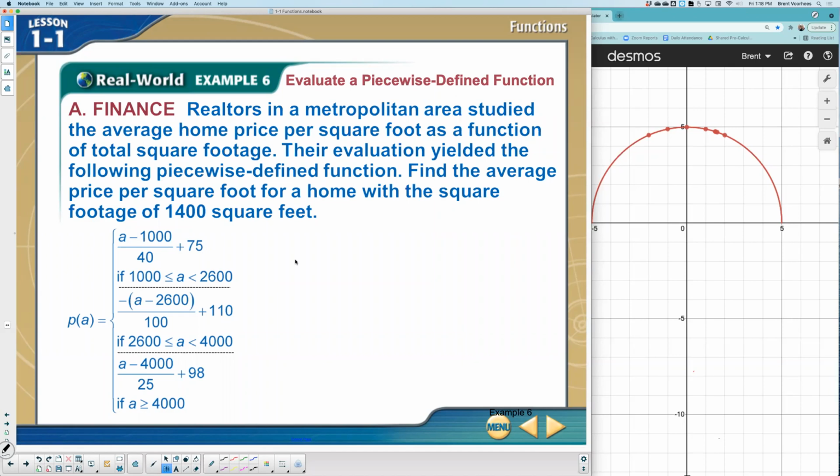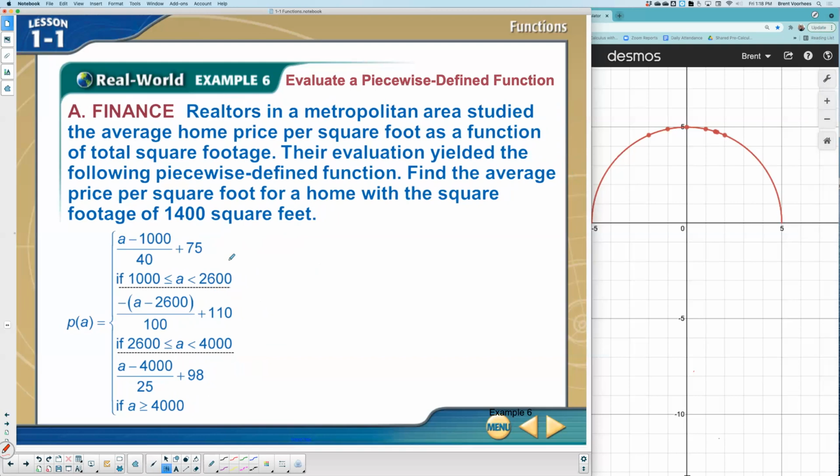So how does the problem work? Let me show you. It says realtors in a metropolitan area, let's just say DFW, study the average home price per square foot as a function of total square footage. Their evaluation yielded the following piecewise defined function. Piecewise just means the graph will look in pieces. It will not look like one nice little graph that's consistent. It'll have different pieces. It says find the average price per square foot of a home with a square footage of 1,400 feet. If you're dealing with piecewise, the first thing you've got to do is figure out, if I've got a function value, which piece do I use?